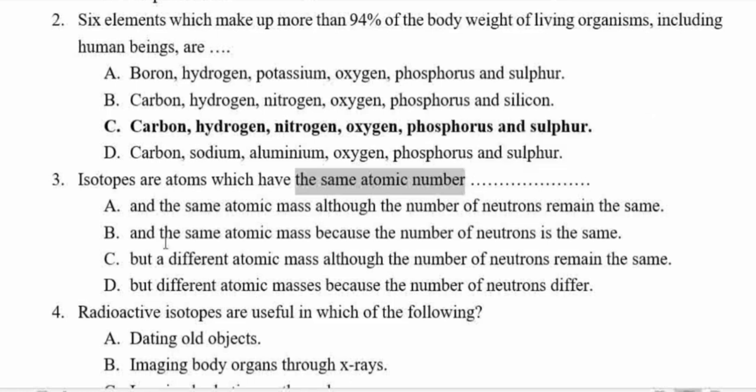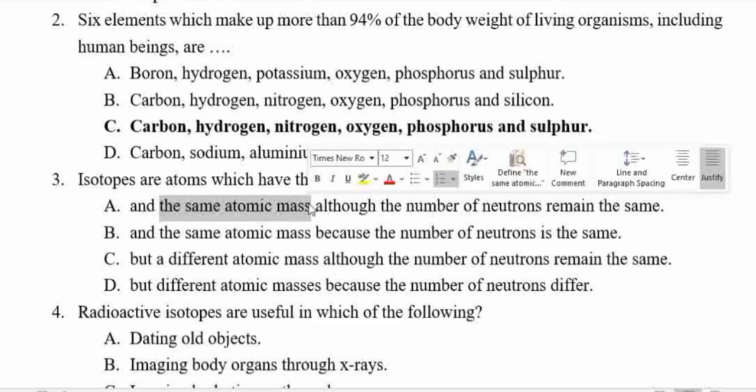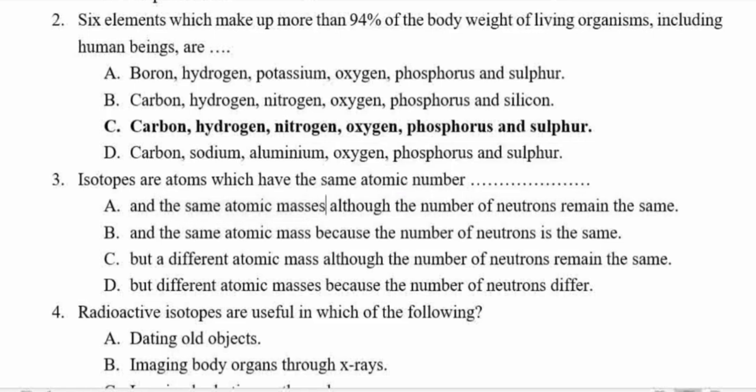So we can see that the first option is not our best answer because it is saying that the atomic mass is the same. Atomic mass is the same, but the atomic masses in isotopes are not the same. So they don't have the same atomic masses. And then again, option B is also saying they have the same atomic masses. So that one also makes it wrong. It's not a correct option.